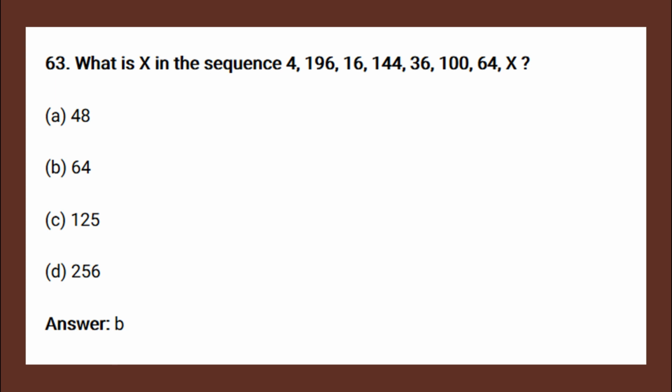Next question 63. What is X in the sequence? The sequence is 4, 196, 16, 144, 36, 100, 64, X. What is X in the sequence? A. 48, B. 64, C. 125, D. 256. And the answer is option B, 64.